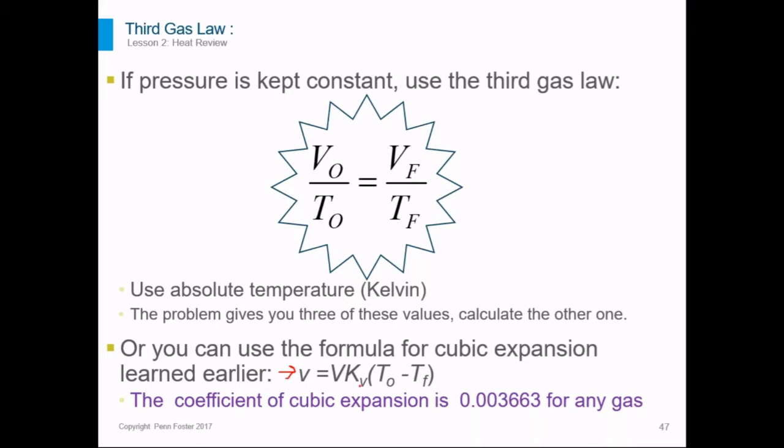And when you're dealing with this formula, you've always got to know your coefficient, which is K. And for any gas, it is 0.003663. So this is probably another number that you should write down. The coefficient of cubic expansion is that for any gas.